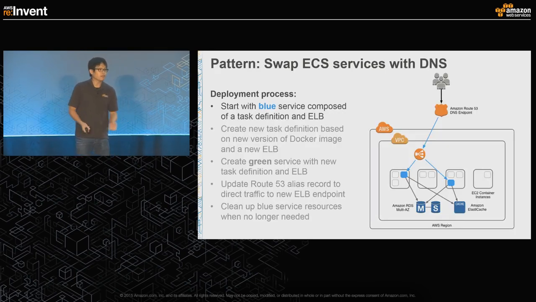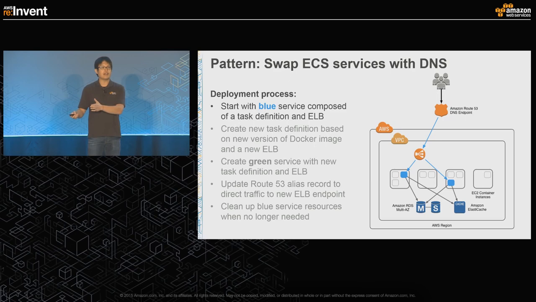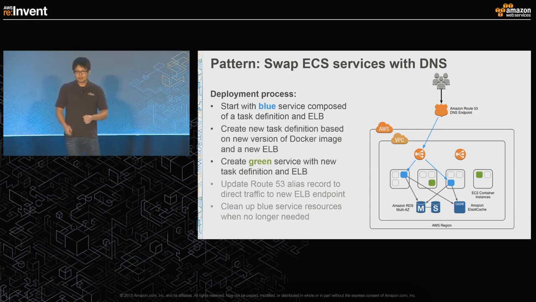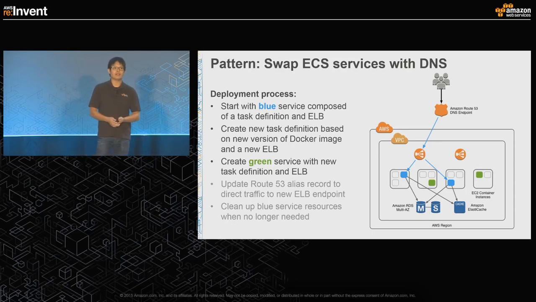All right, so the first pattern we'll talk about takes us back to the classic DNS pattern. Here we're going to be shuttling traffic from a blue ELB endpoint to a green ELB endpoint. So here you see you have your ECS service, we'll call it the blue environment, made up of a task definition and an ELB endpoint. What we'll do is create a new ECS service, the green ECS service, register a new task definition, create a new ELB endpoint, and associate it together with the ECS green service.